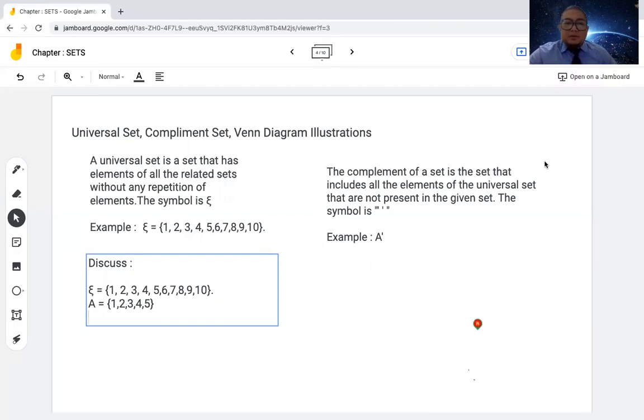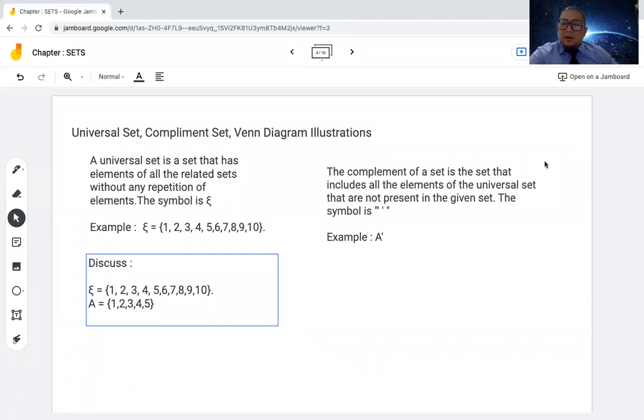Now, today we're going to discuss the universal set, the complement set, and how to illustrate these sets in a Venn diagram. A universal set is a set that has elements of all related sets without any repetition of the elements. The symbol here is epsilon. Unfortunately, Jamboard does not provide that particular epsilon symbol, so you can just Google it and see how it looks.